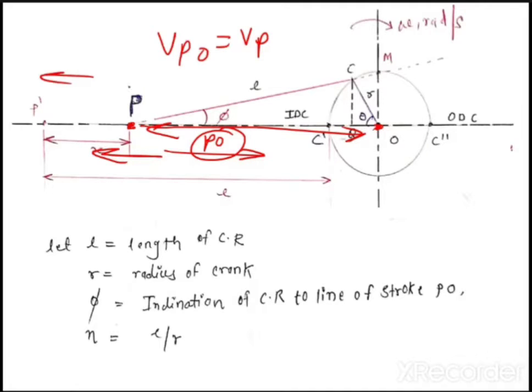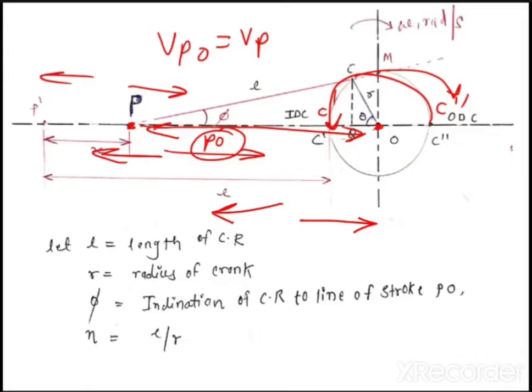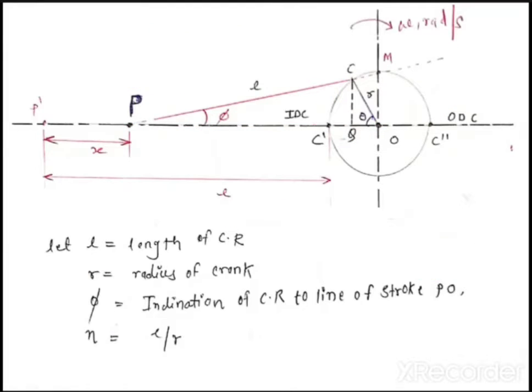Either in this direction or in this direction, when the crank is moving from C dash to C double dash. Means what? When this crank moves towards C double dash, the piston will move towards this side. When this crank comes to C dash, the piston will move to the other side. So the piston is moving along the stroke line PO, and it has a relative linear velocity Vpo equal to Vp. Is it clear? So this relative velocity of a piston, which is moving along the stroke line PO when the crank is moving from IDC to ODC and ODC to IDC, vice versa, you can calculate like this.